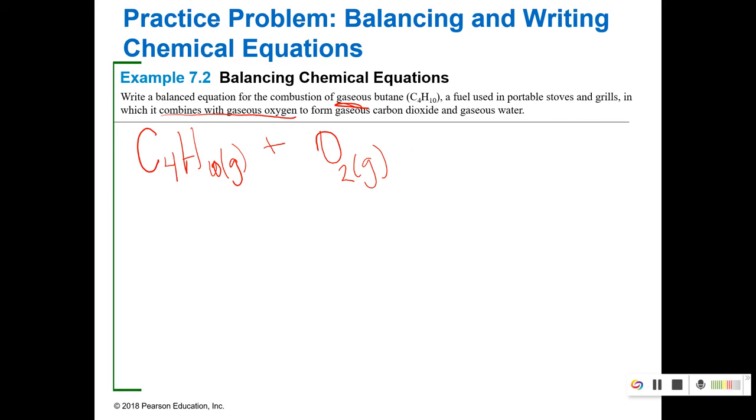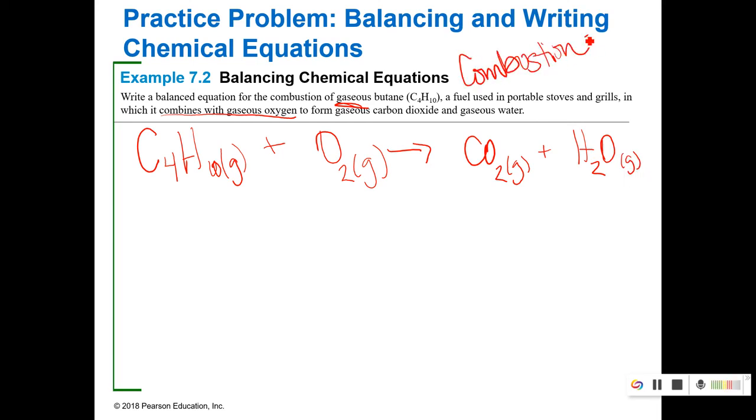Sorry. To form arrow, gaseous carbon dioxide and gaseous water. Okay, it is very important. So first off, this is a combustion reaction. It even says that, and this is coming later on in part 3 of this chapter, but it says combustion here, so that means this is a specific type of reaction, which I'm going to continually refer to.